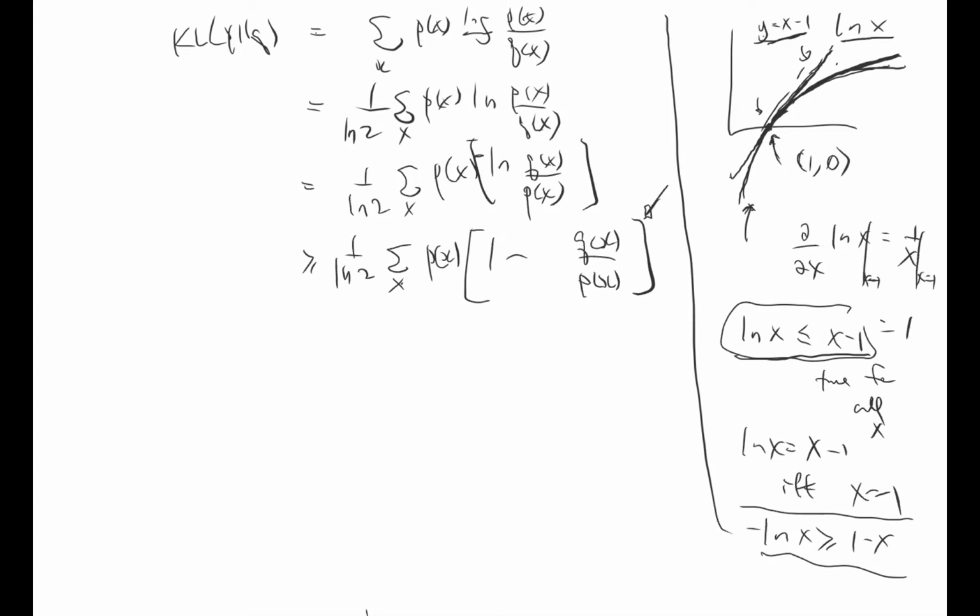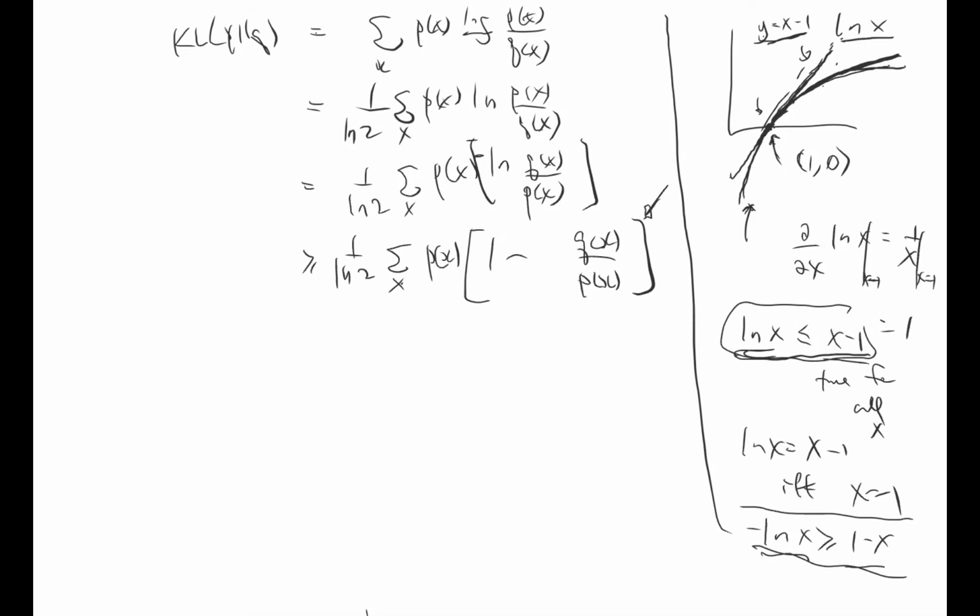Actually, it's not just an intersection, it's tangential, because the slope of this line and the slope of the curve log x are both equal to 1 at this point. So the curve is tangential to this line, and since the curve is concave, it must lie underneath the line. Therefore, log x is less than x minus 1, or minus log x is bigger than or equal to 1 minus x.